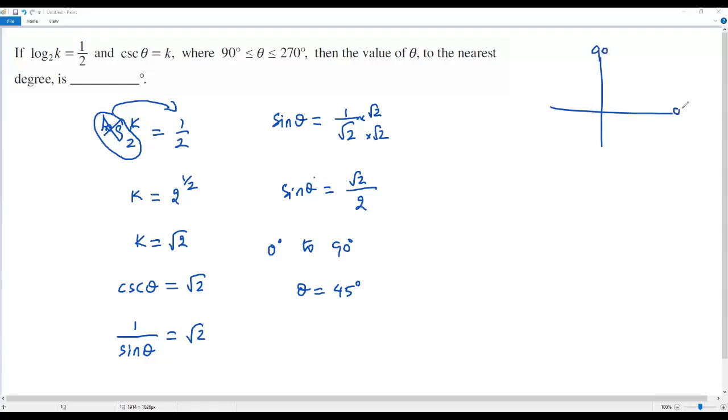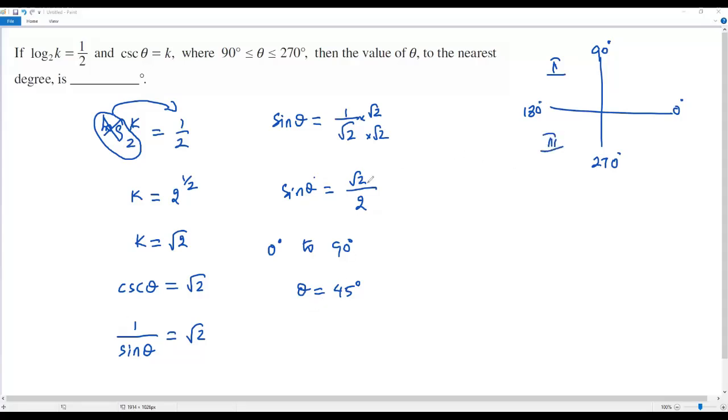Let me complete the quadrants here: 0, 90, and here we have 180, and here we have 270. Now I have the angle measure of the first quadrant, but according to the question we have to find the value of theta from 90 to 270. So we have to consider this 45 degree angle in the second quadrant as a reference angle. Here you may have a question: why don't we consider this 45 degrees in the third quadrant? Because from 90 to 270, two quadrants are covered, the second quadrant and the third quadrant as well.